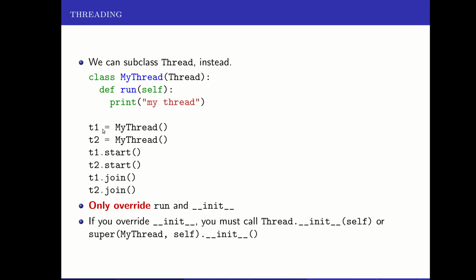So here I create two myThread objects, and then I tell them to start and I tell them to join, and it would print out the myThread string once for each of them. In which order is not perfectly clear, and will they collide on how they print out? Also not perfectly clear, just as we usually expect with threading.